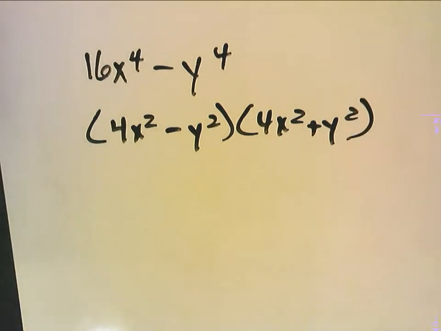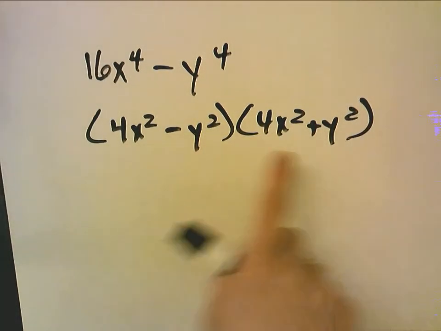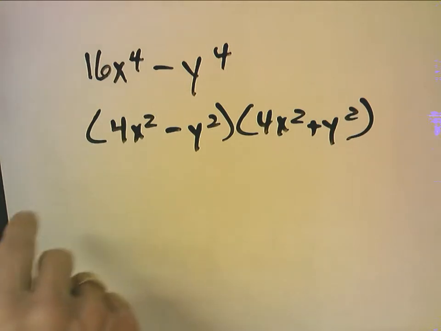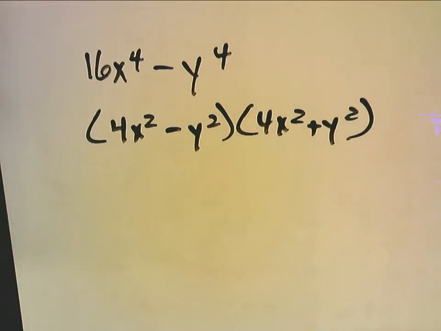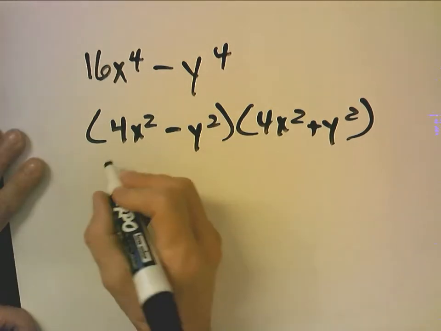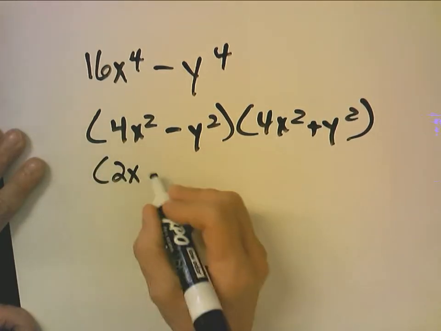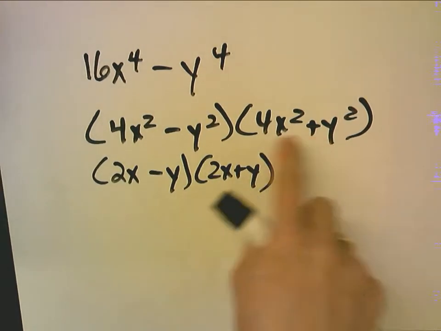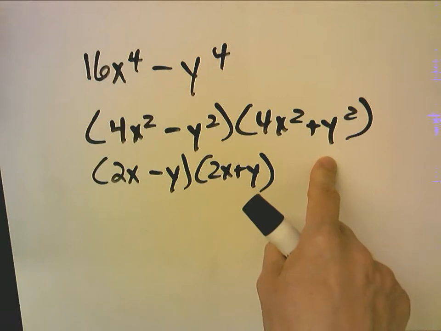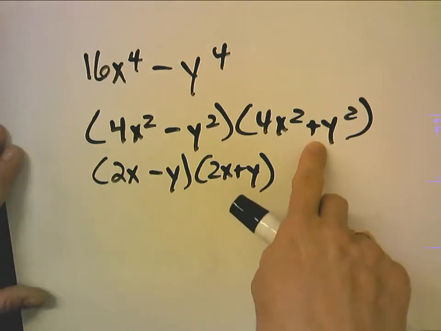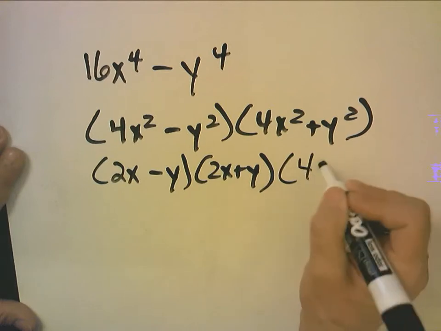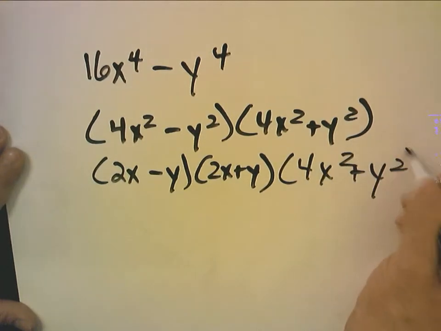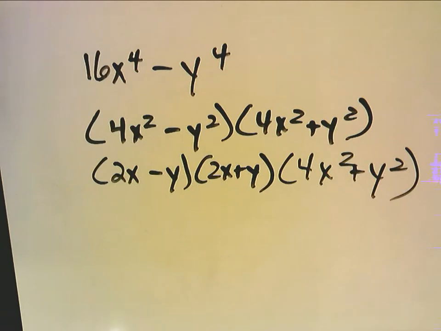But we're not done because I have to look at each binomial and make sure it's fully factored and also not another difference of squares. And look, this is another difference of squares. So this becomes 2x minus y, 2x plus y. So should I also make this 2x minus y, 2x plus y? The answer is no, because this is not the difference of squares. It is the sum of squares and therefore not factorable. Okay, so that is a short lesson on the difference of squares.